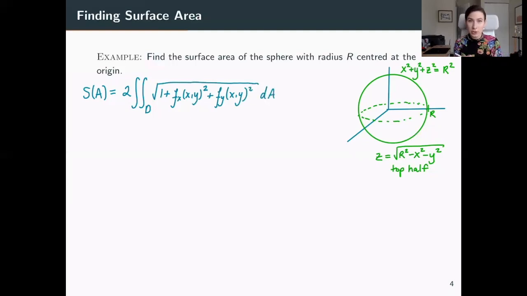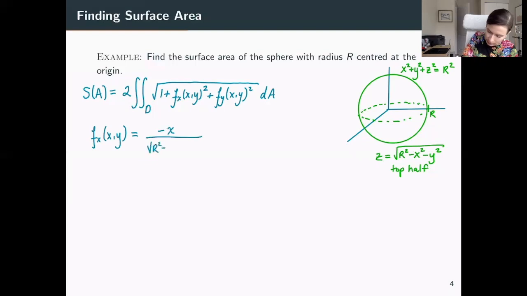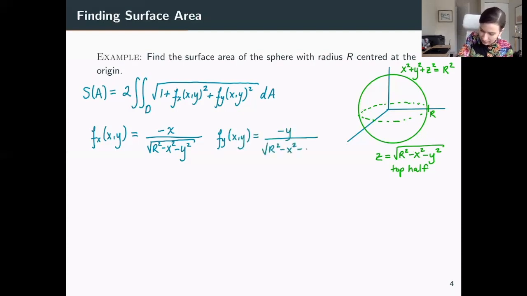We can find the partial derivatives individually. So we'll have that f sub x of x comma y is going to be, taking partial derivatives here, negative x over the square root of r squared minus x squared minus y squared. I encourage you to verify this on your own. And then for our partial derivative with respect to y, this is very similar, just with a negative y in the numerator instead of that negative x. So here are our partials, and now we can substitute these into our equation for the surface area.